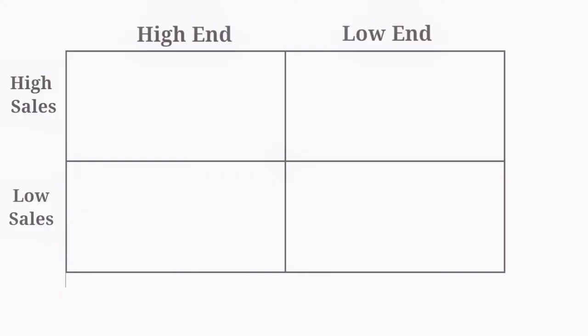Every business falls into one of these four quadrants. Your product is either high end or low end, and you either generate a high amount of sales or a low amount of sales. So you need to determine which one of these four quadrants your business plan should fall in.